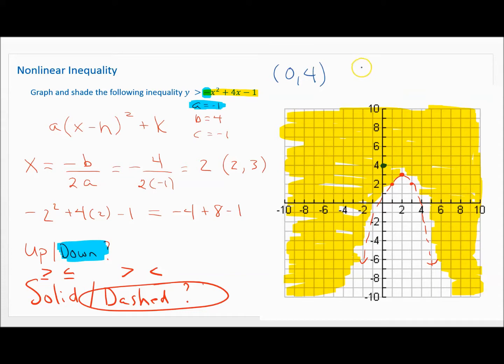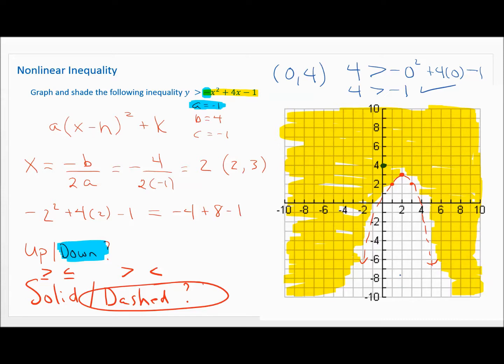Let's check it out. So 4 is my y value, is 4 greater than negative 0 squared plus 4 times 0 minus 1? And that says 4 is greater than 0 plus 0 minus 1, which is minus 1. Is that true? Sure is. That means I've shaded in the right place. So when you're dealing with a parabola, you're either only shading outside of the parabola or underneath the parabola. So there we go. We've got that one done.